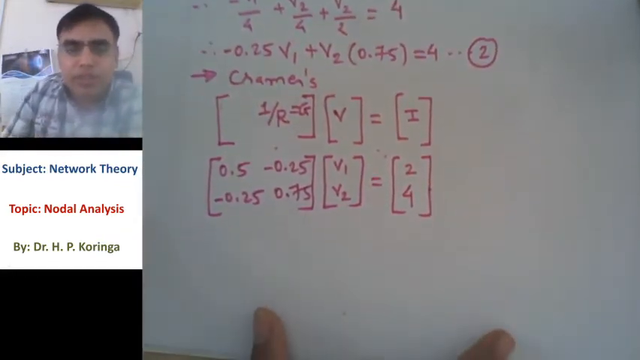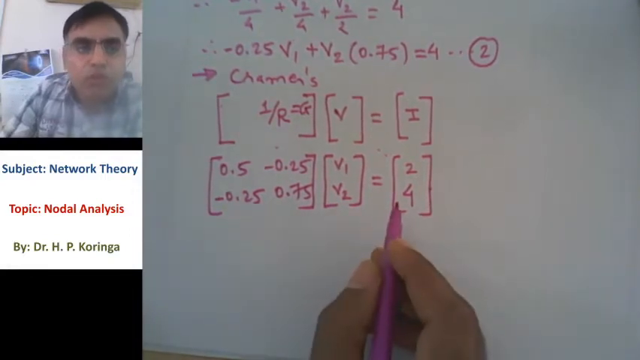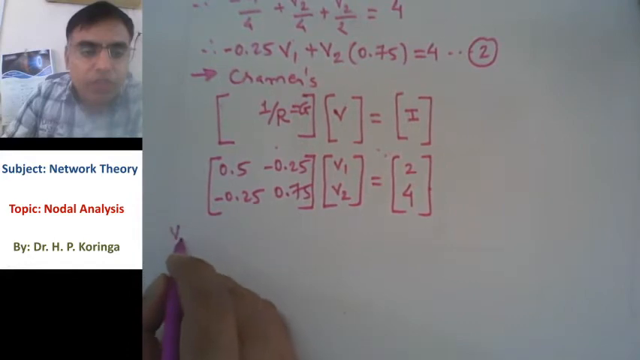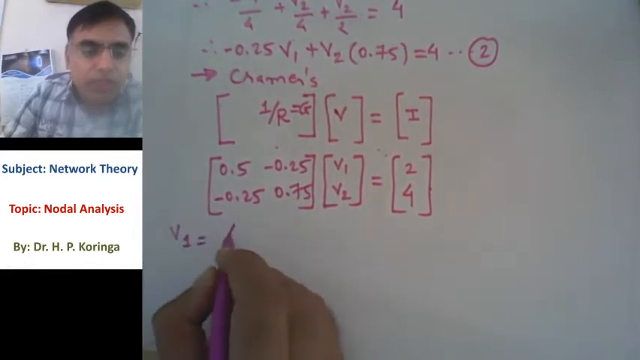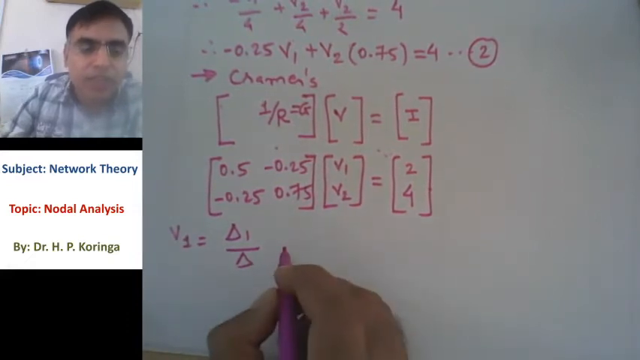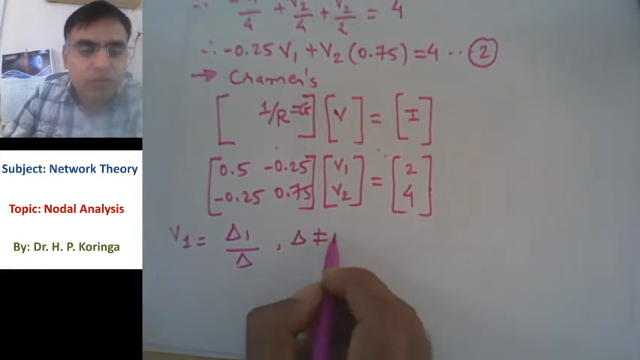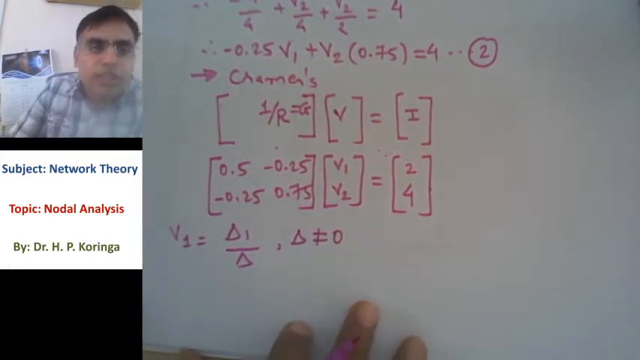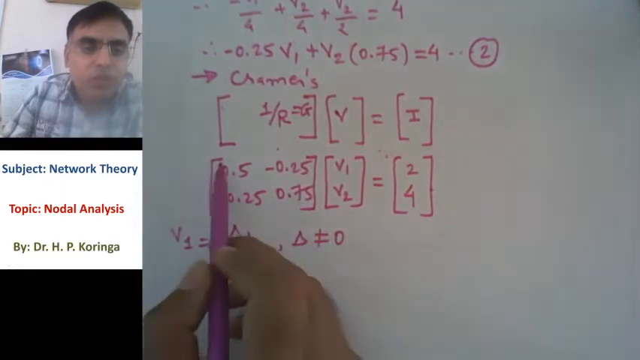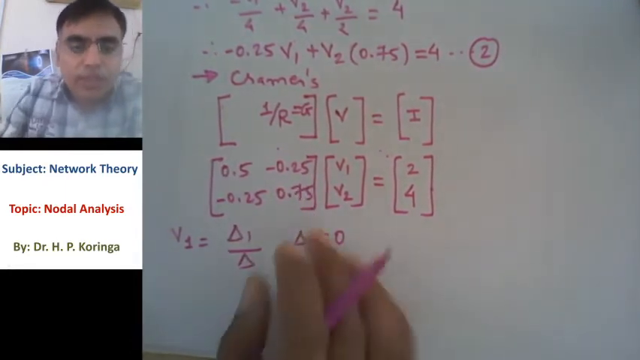So this is the matrix and we want to solve for V1 and V2. We know very well V1 is equal to delta 1 divided by delta. Delta should not be 0. Right, so what is the delta? Delta is nothing but the determinant of this constant matrix. It is called a delta.